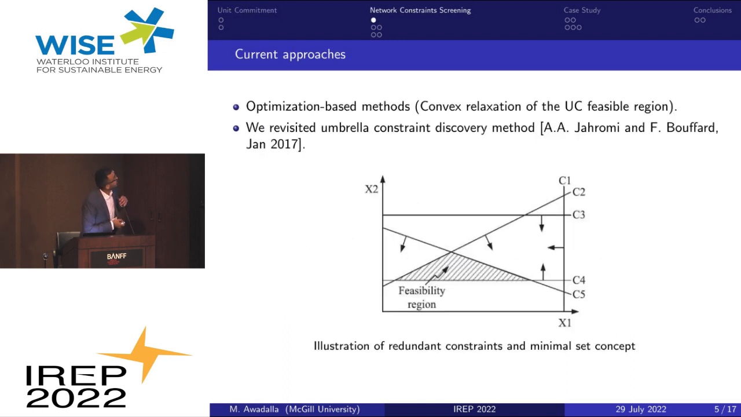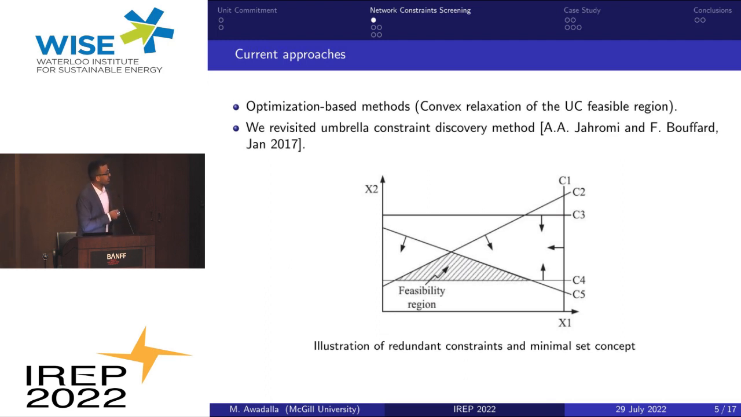The next part is network constraint screening. There are a couple of works in the literature. We'll focus here on optimization-based methods, which is basically a convex relaxation of the unit commitment problem. As you can see, this graph shows a 2D graph, and here we have 5 sets of constraints. Some of these sets of constraints are redundant, and we can eliminate these redundant constraints without affecting the original problem.